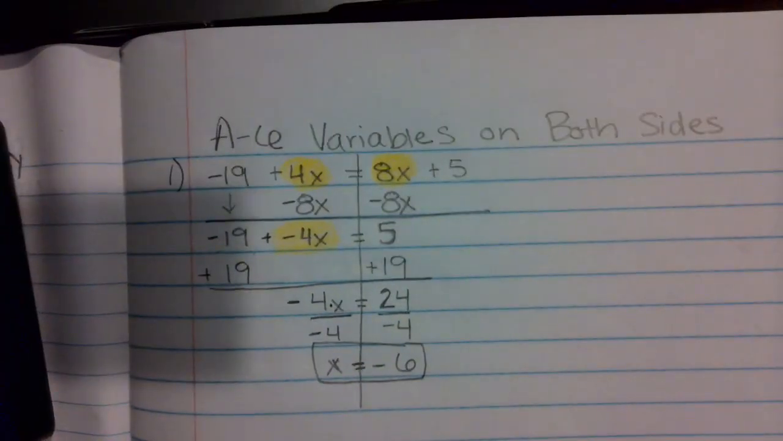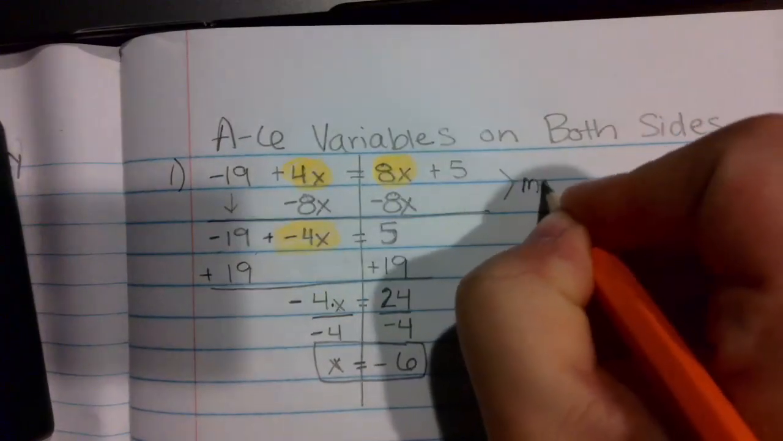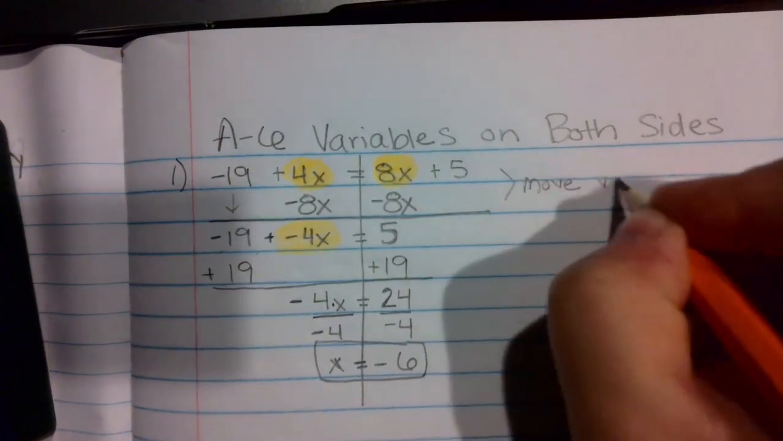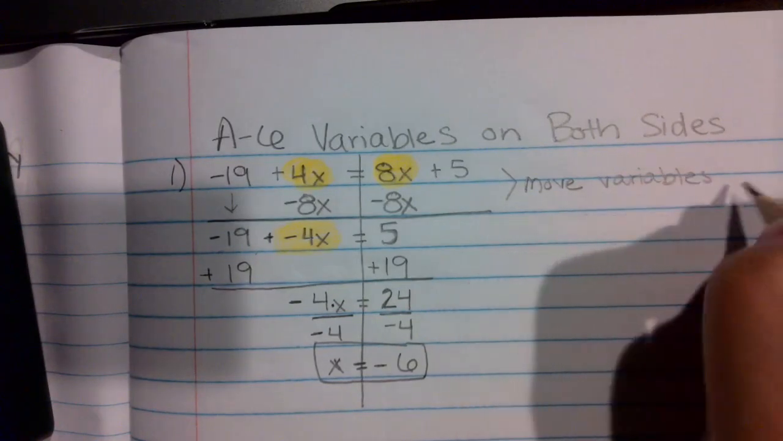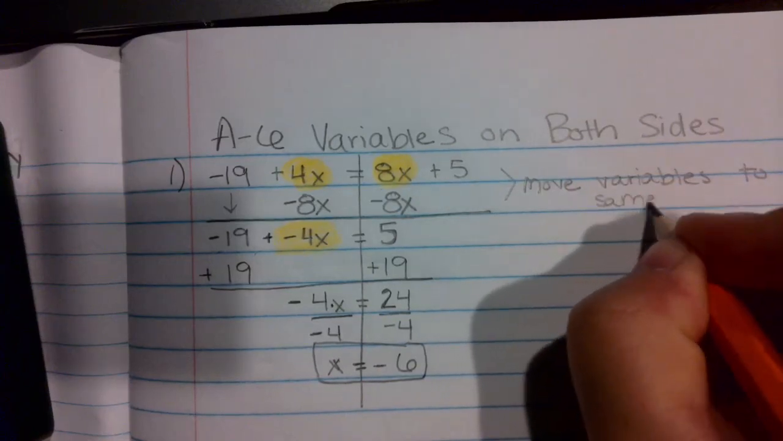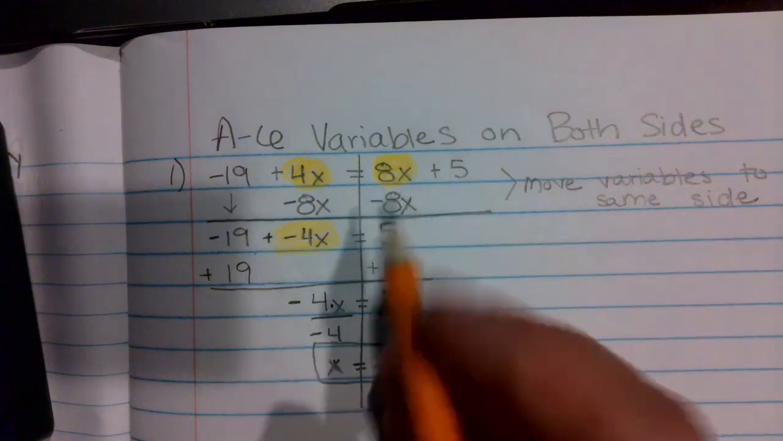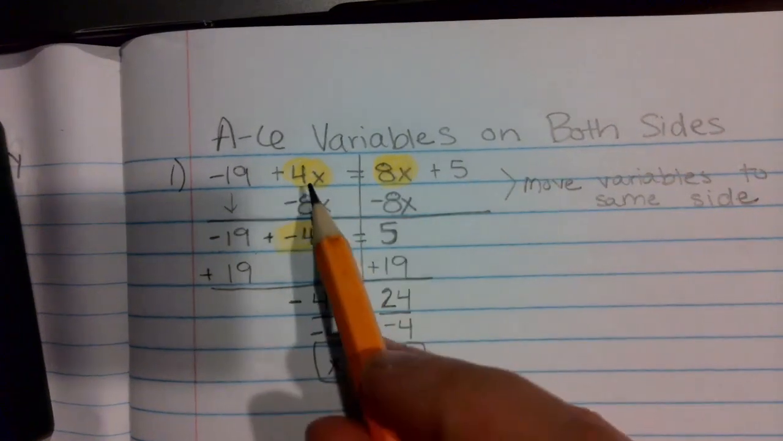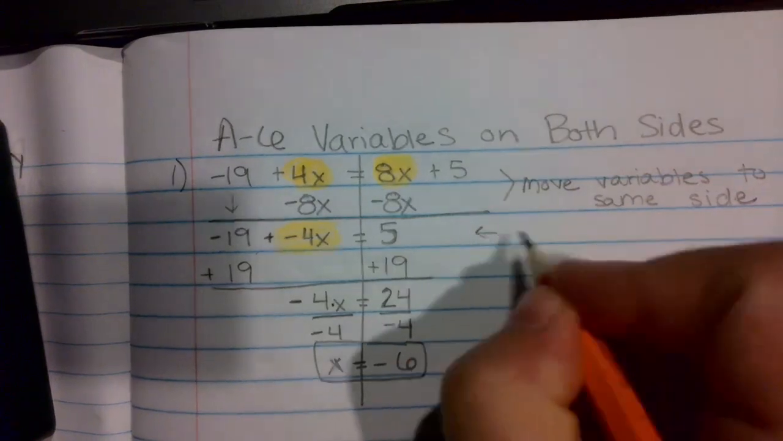Okay, so just as a review here, the first thing that we did was we move the variables to the same side. If you want to write this down. If you knew how to do this problem already, you don't need to write this part. Move variables to the same side. And here when we did that, we made sure that was with the x's. So that's when we combine like terms.